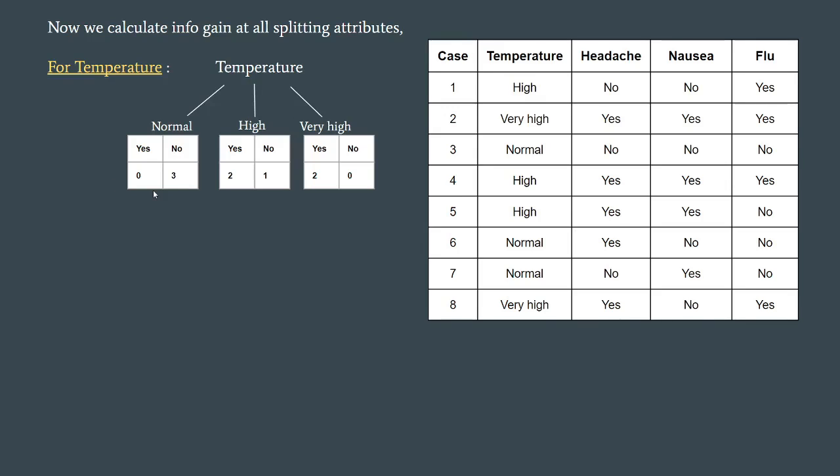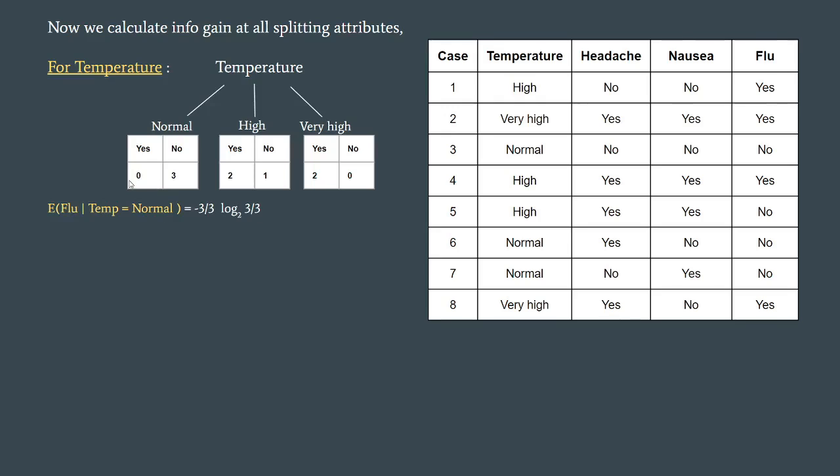After that we calculate entropy of flu when temperature is normal. We have 3 tuples when temperature is normal. Out of 3 we have 3 no values. So probability is minus 3 by 3 log base 2 of 3 by 3. So probability of class no when temperature is normal is 3 by 3, and entropy of flu when temperature is normal is minus 3 by 3 log base 2 of 3 by 3.